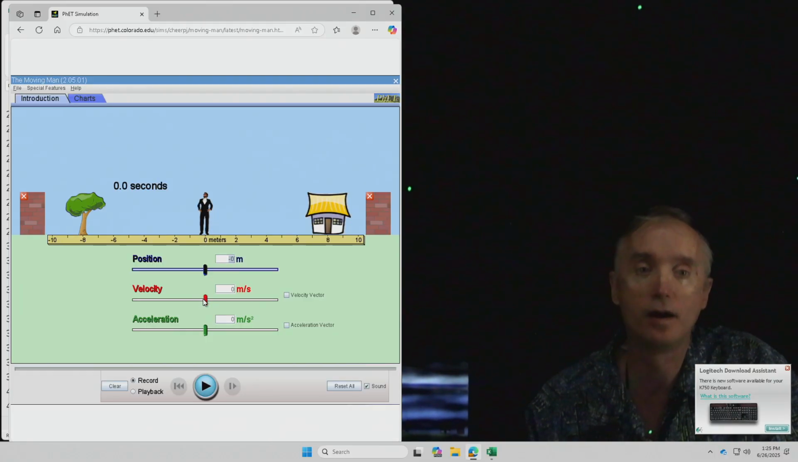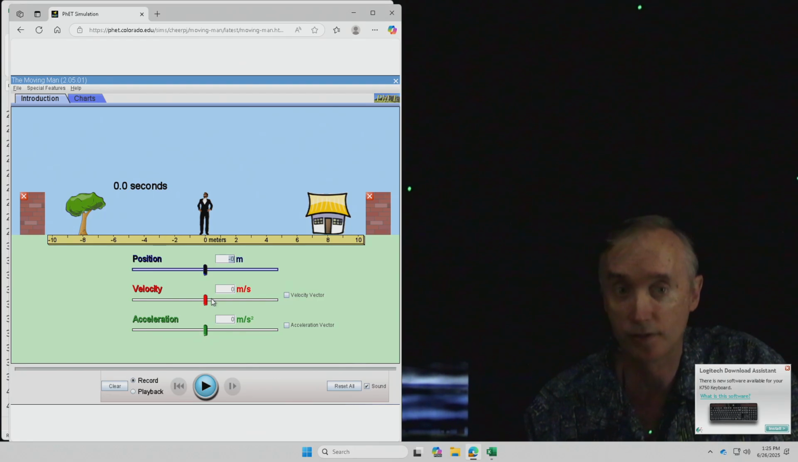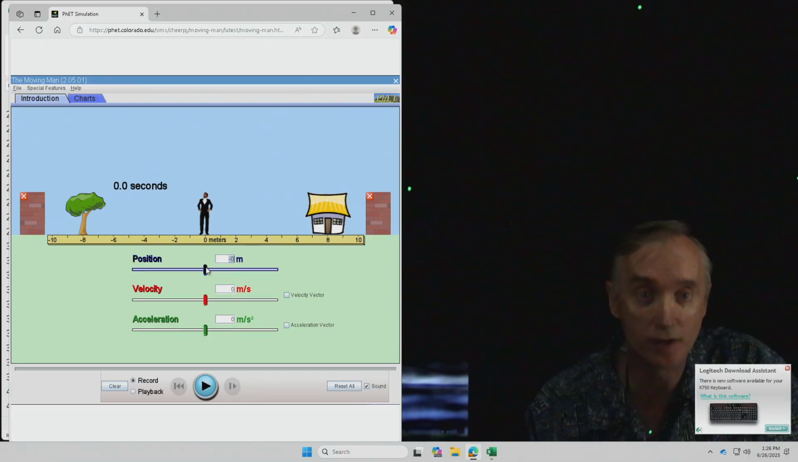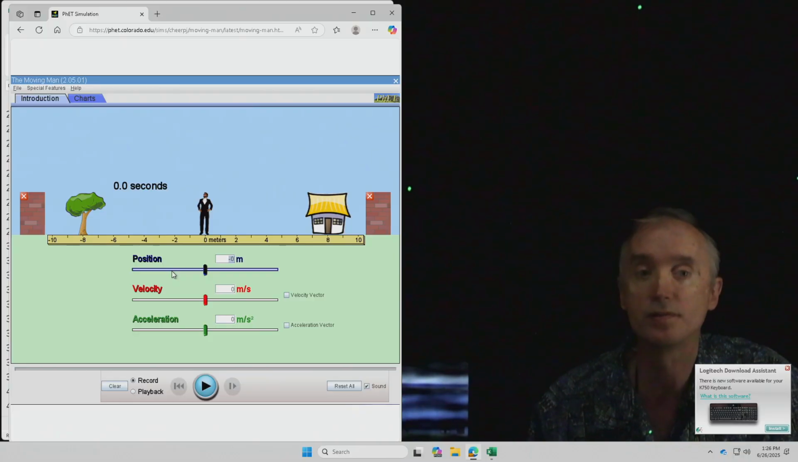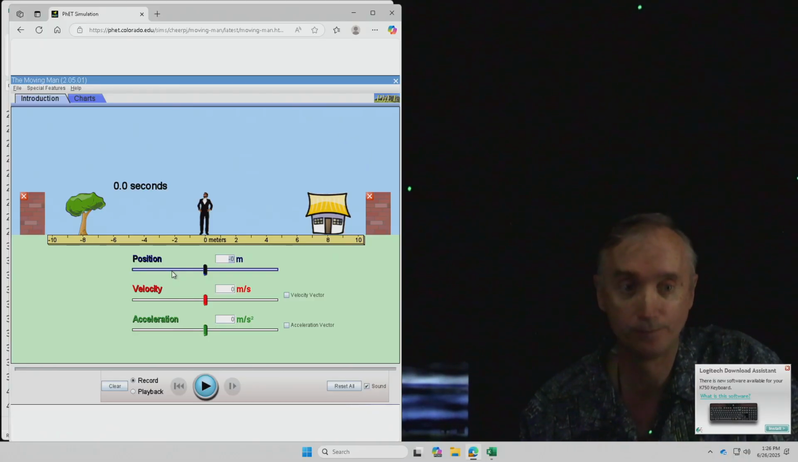Then we've got his velocity, so you can change his initial velocity. And you can also change his acceleration by using this one. And notice that if I move the slider over here, we have positive numbers. And then if I move it back over here, I have negative numbers. So later we'll talk about what is the significance of positive and negative numbers.